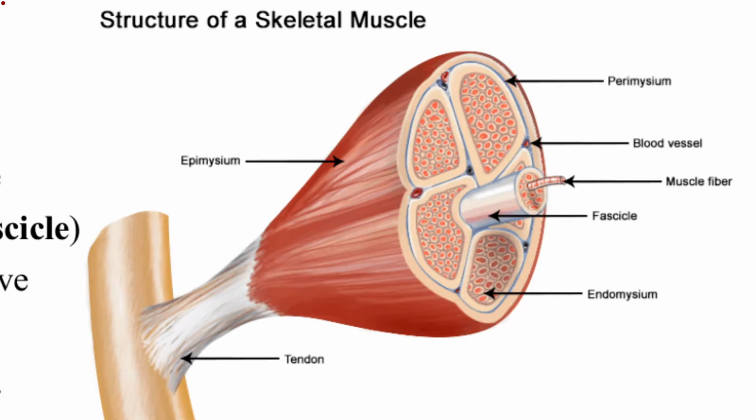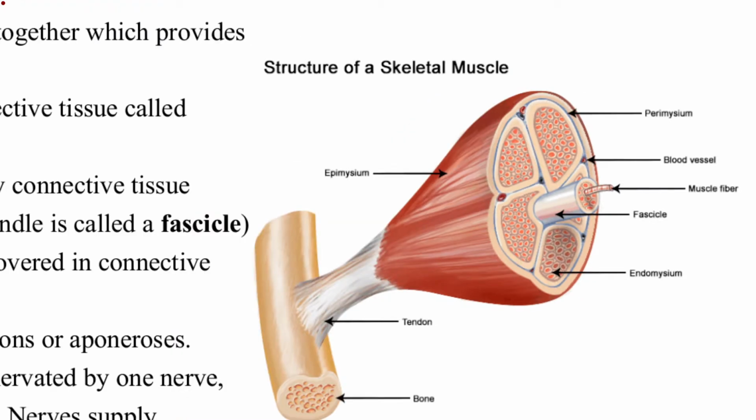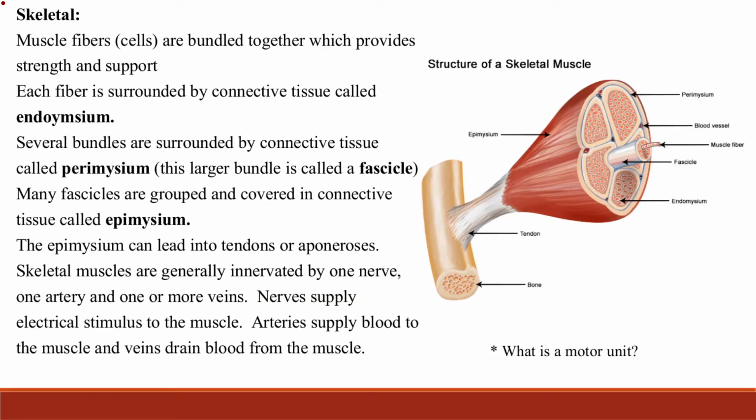Now, cardiac muscle has some connective tissue around it too, but it's not as regularly arranged as the muscle bellies of skeletal muscle. Okay. So the epimysium is going to lead to a tendon or an aponeurosis. And aponeurosis is like that galea aponeurotica across the skull, that flat band of connective tissue connecting the occipital muscle and the frontalis muscle. We talked about the nerves and the blood vessels, so we're good on that.